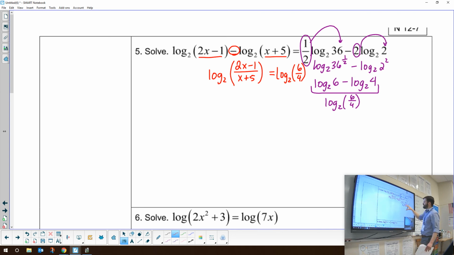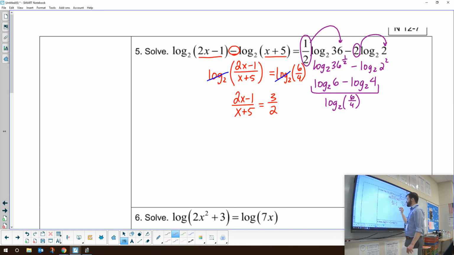All right, so we simplified this side down. We got my two things. And now I can just cancel out my logarithms. I can just cancel this one and this one right out. And that leaves me with 2x minus 1 over x plus 5 equals, now this 6 over 4, I'm going to go ahead and reduce it. Stay with me. I'm going to reduce this 6 over 4 to 3 over 2.